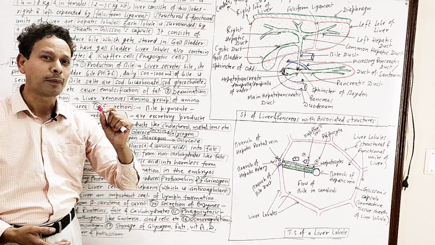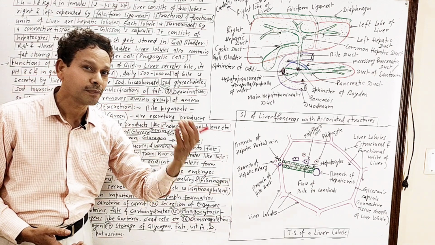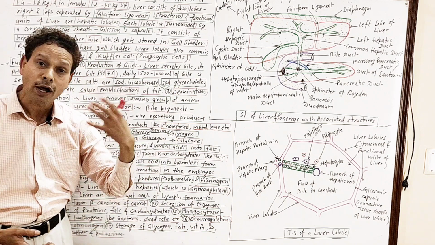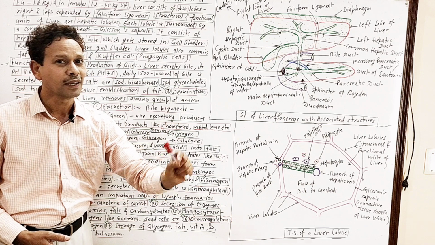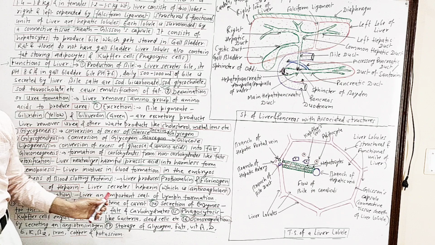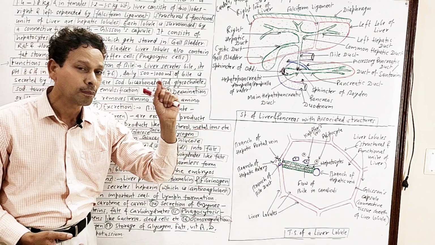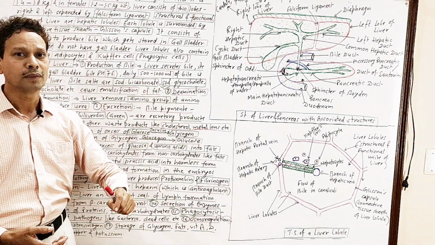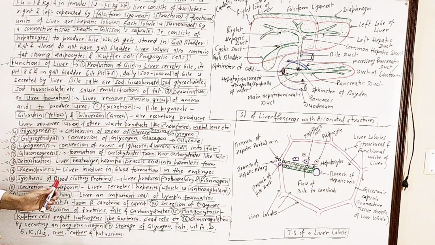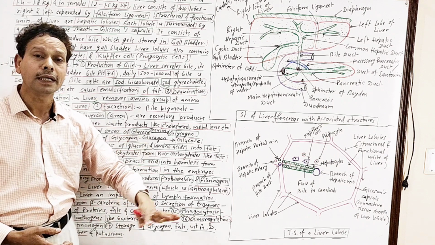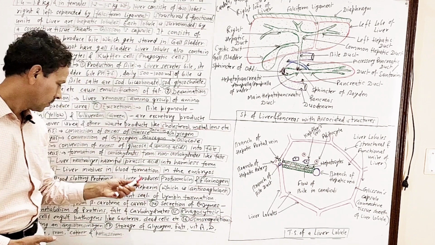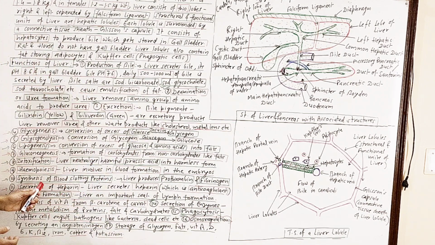Hemopoiesis, another important function, means liver is involved in the formation of blood. Hemopoiesis, formation of blood, and it occurs in embryo stages. Synthesis of blood clotting proteins. The liver is involved in the synthesis of blood clotting proteins like prothrombin, fibrinogen. Secretion of heparin. Heparin is an anticoagulant. Liver also synthesizes this anticoagulant heparin.